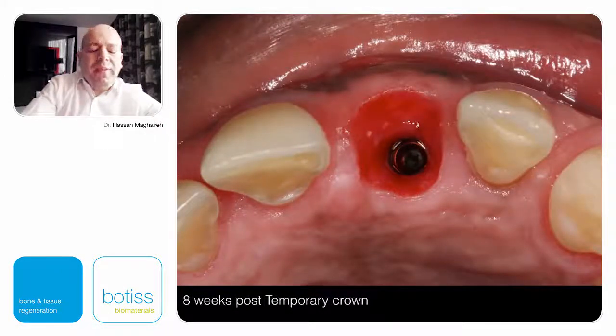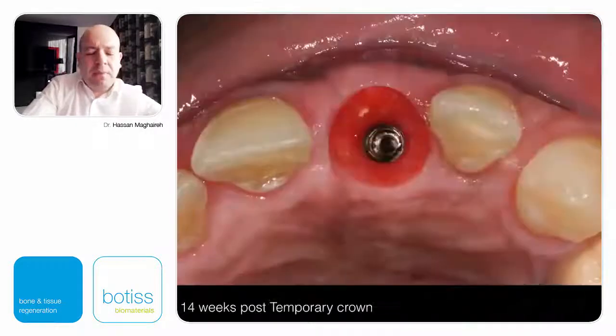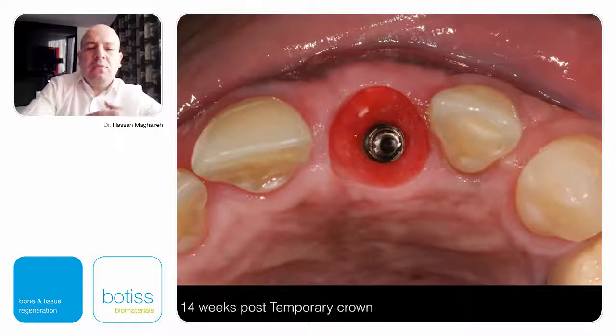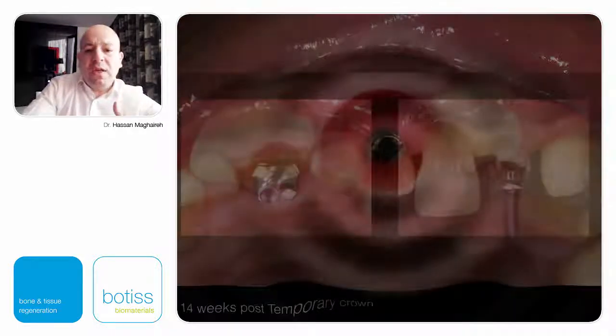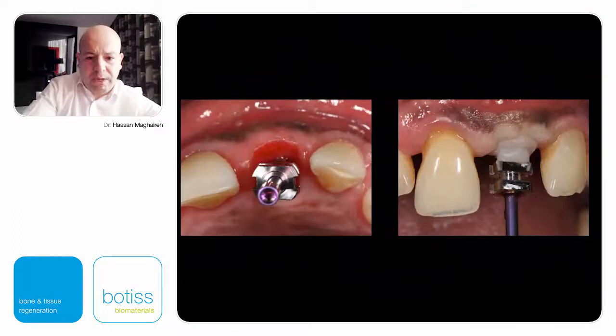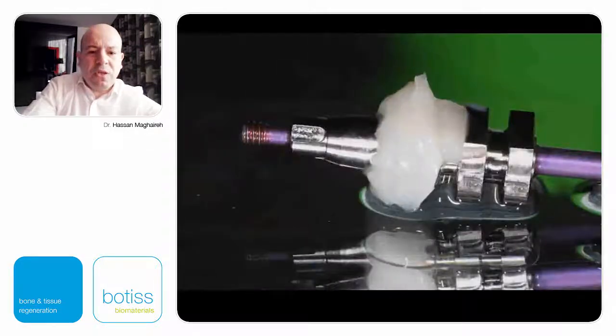Since I had a good temporary crown, the patient didn't mind waiting. So from there, we gave it more time and we started to add more and more to our temporary crown till about week number 14. We managed to achieve a very satisfactory emergence profile. From there, we're ready: implant integrated, soft tissue profile looking good enough. We move to our final impression.